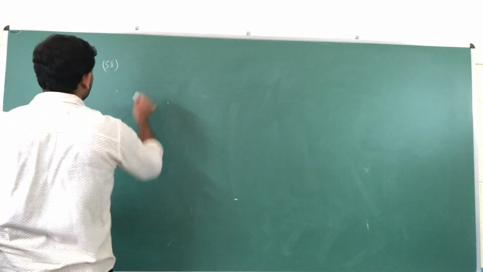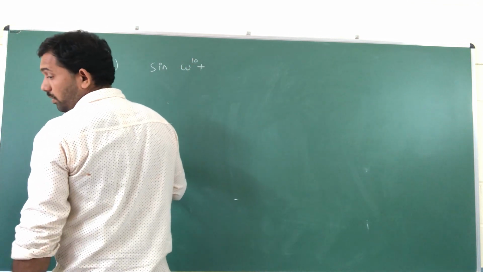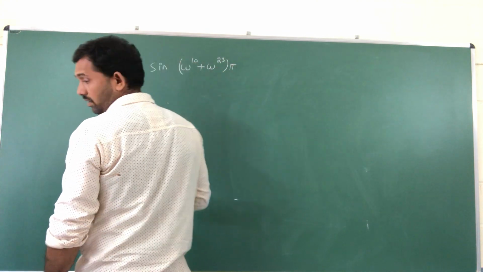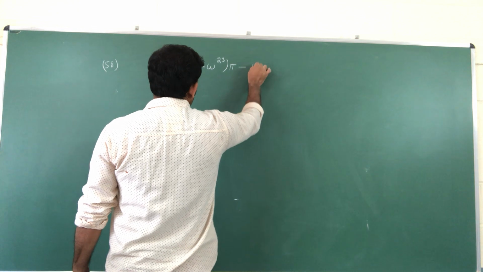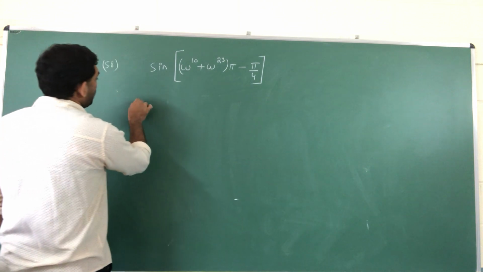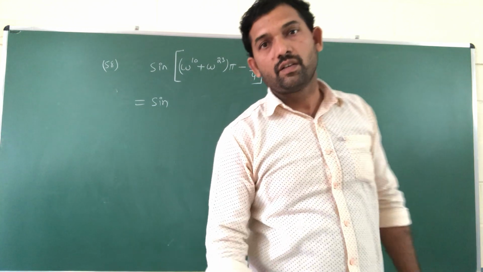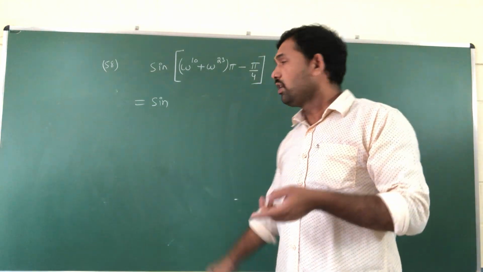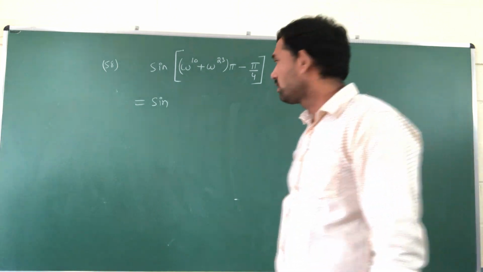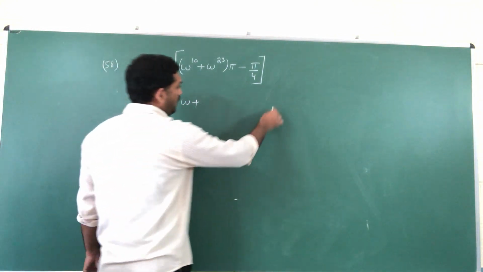Sine of omega^10 plus omega^23, multiplied by pi minus pi by 4. Omega^10 is nothing but what? Omega cube value is 1, so omega^10 can be written as omega^9 into omega. Omega^9 value is 1, so only omega remains.